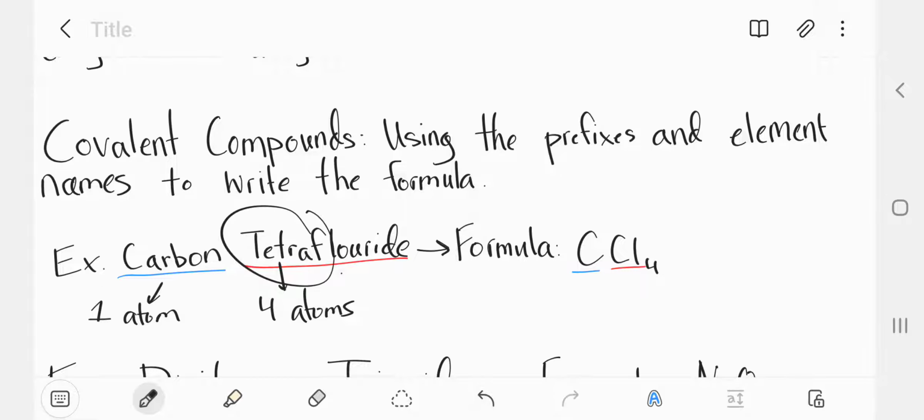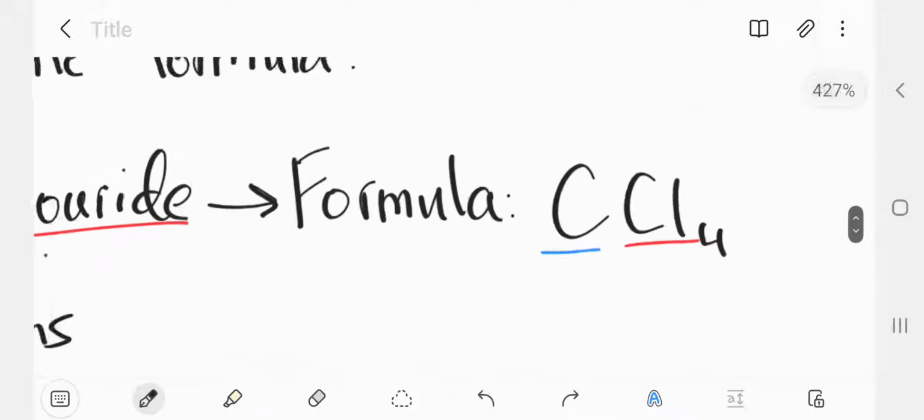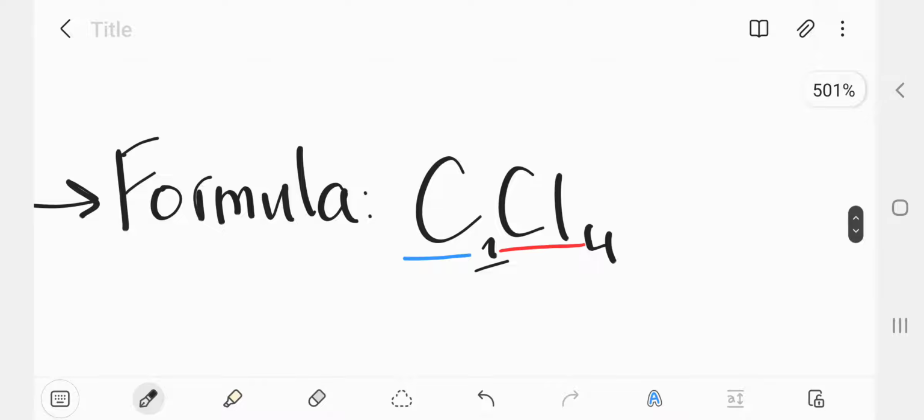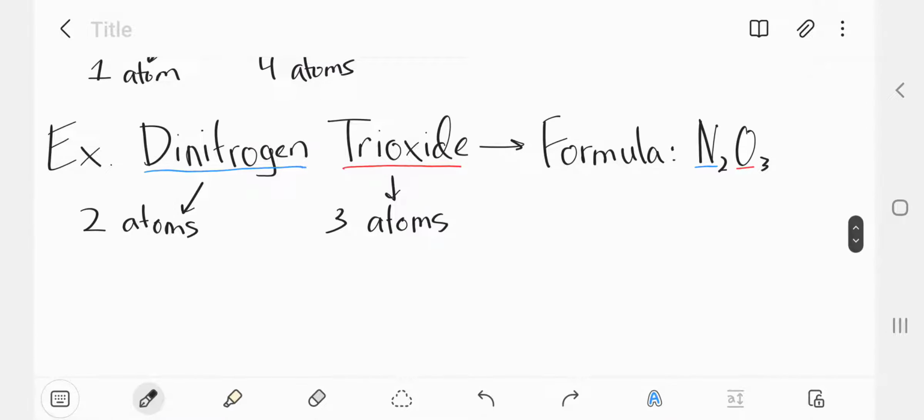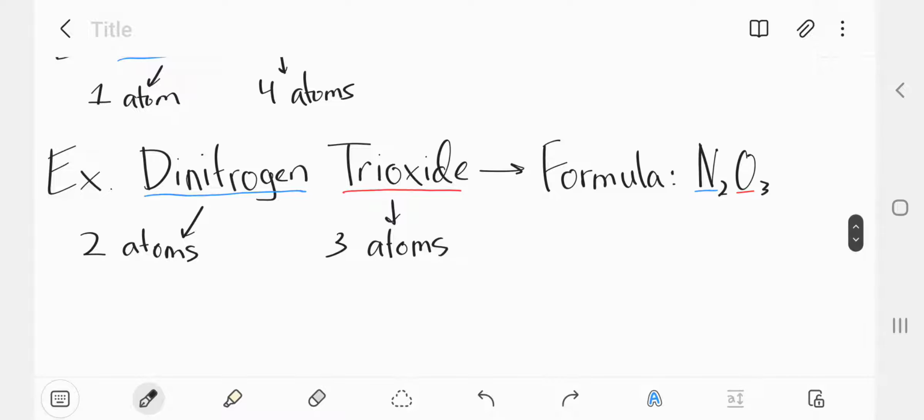Tetra, that prefix indicates 4 atoms. So this formula is simply going to be CF4. That's it. C for carbon and F for fluorine. 4 fluorines, 1 carbon. So really you could put a 1 next to that carbon if you wanted to, but that's not necessary. Another example, dinitrogen trioxide.